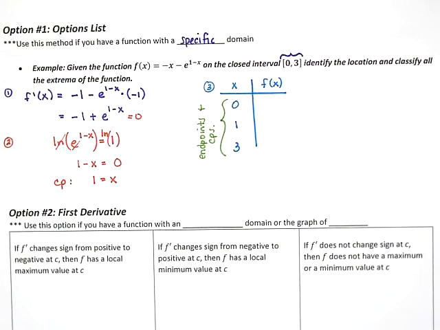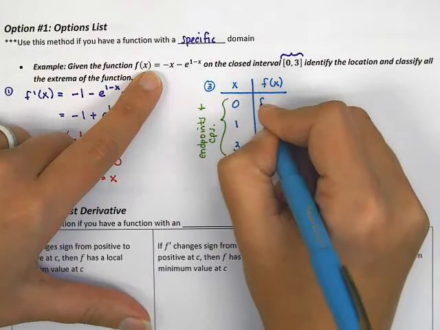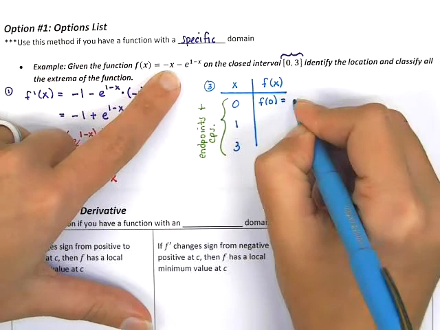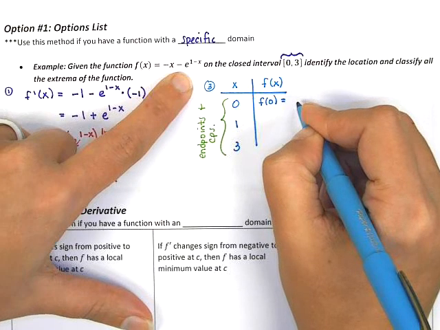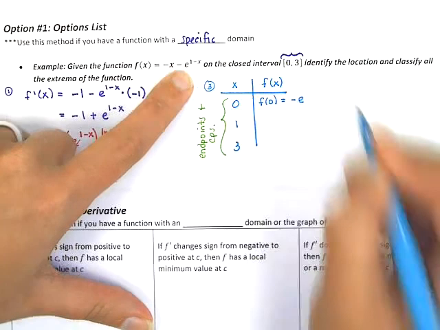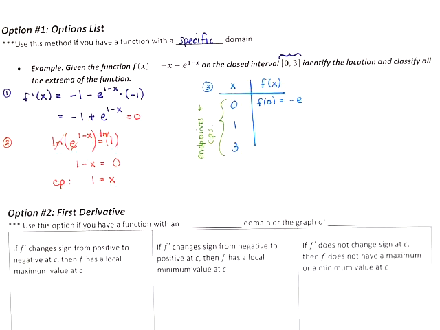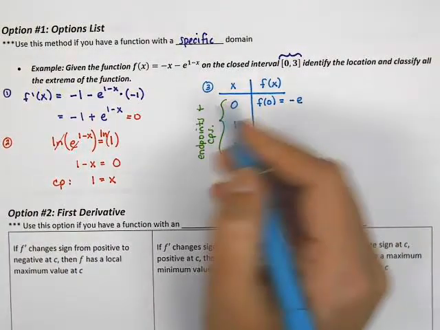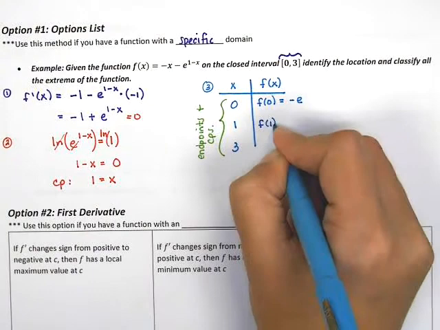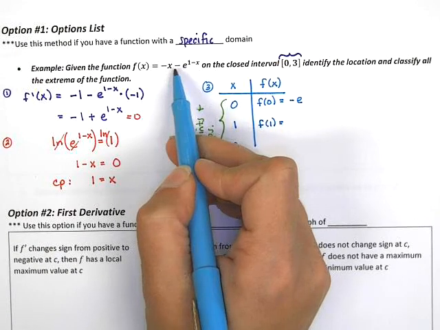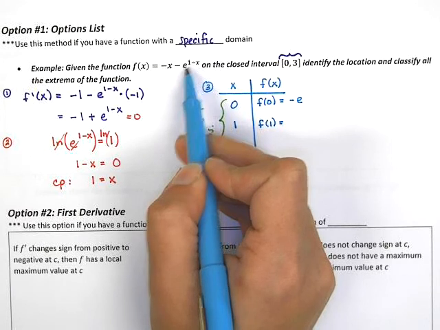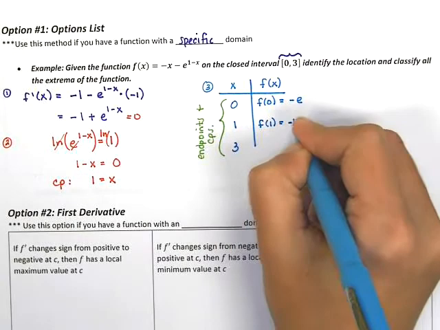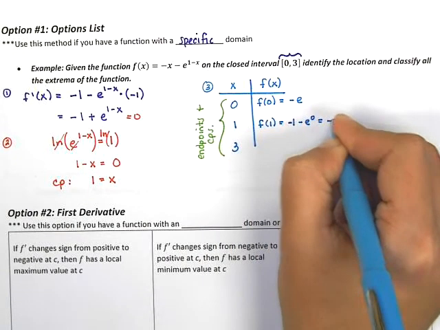Now what we want to do is calculate the actual y values so that we can see how high or how low these values go. So if I plug 0 into the original function, I would have 0 minus e to the 1. So it would just be -e. If I plug 1 into the original function, I would have -1 minus e to the 0. Now e to the 0 is 1. So I would get -2.